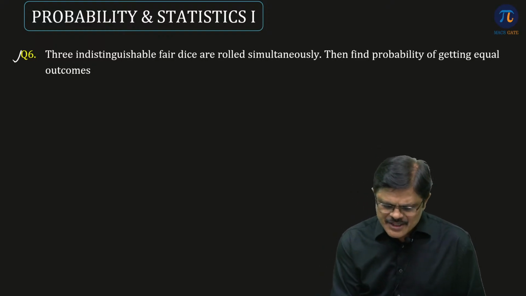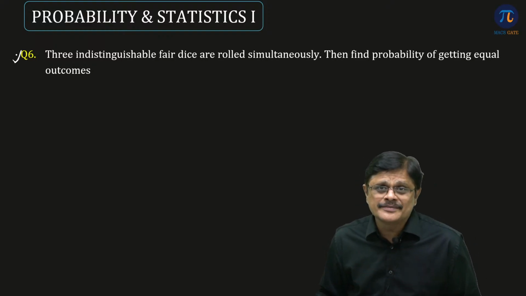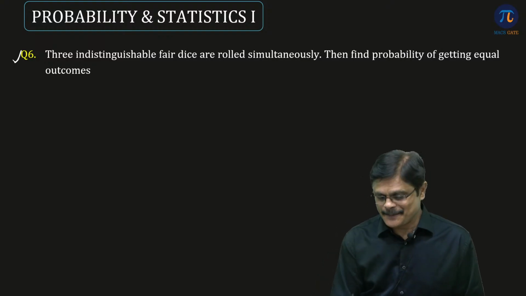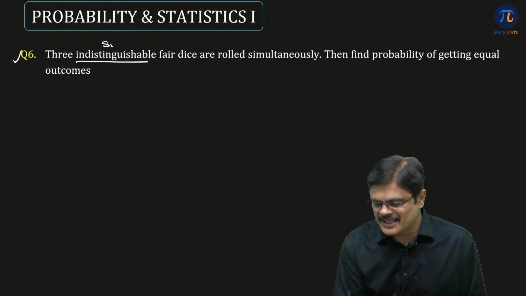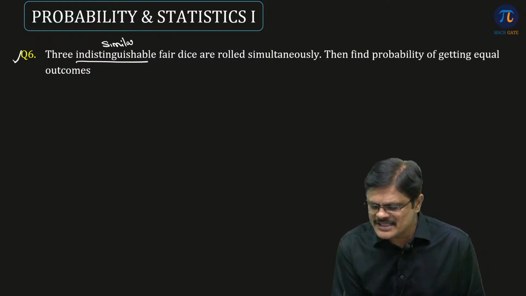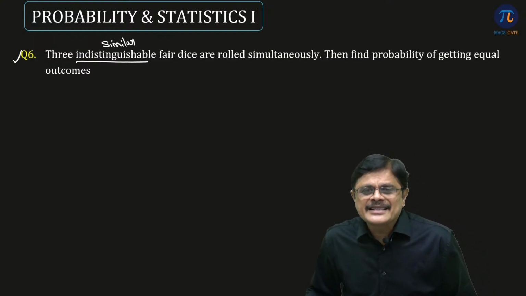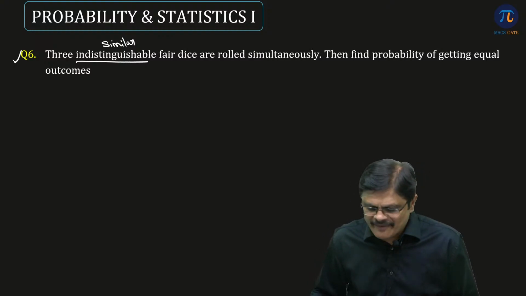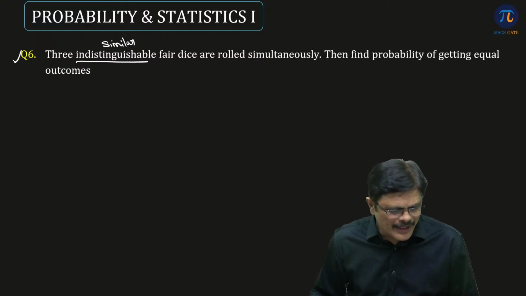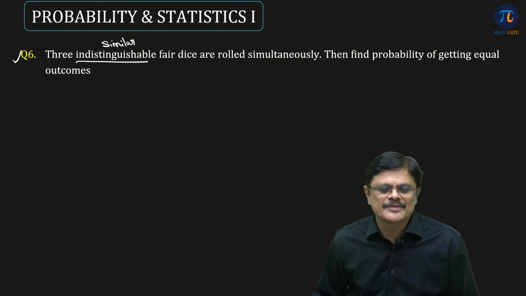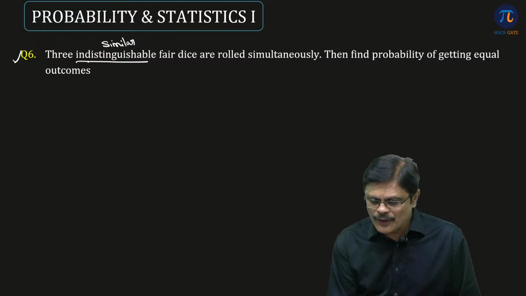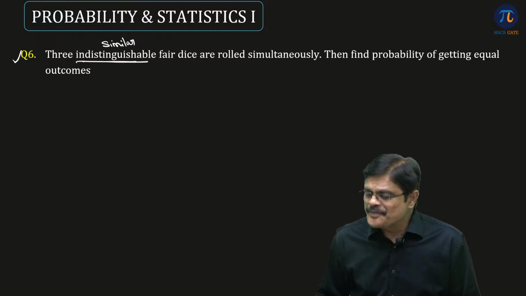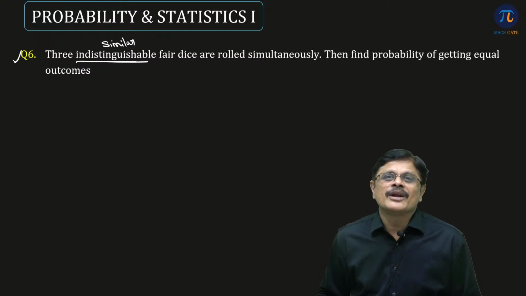This is a very interesting story. 3 indistinguishable, similar dice are rolled simultaneously. Find the probability of getting equal outcomes. What about the probability of getting equal outcomes? This is the question. We are rolling 3 indistinguishable fair dice. Okay. What is the probability of getting equal outcomes?